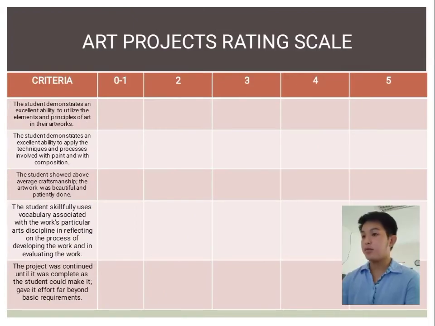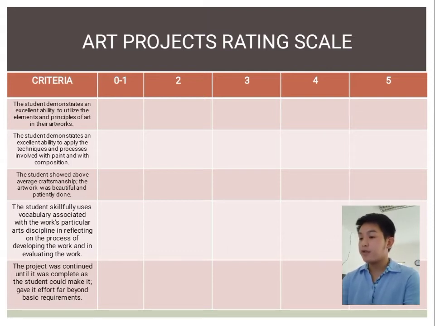Good morning everyone, I am Prince and today I will be showing you an art project rating scale. In this particular art project rating scale, the student's output will be rated 1 to 5, 1 as poor and 5 as excellent. Let's get into the first criteria. The students demonstrate an excellent ability to utilize the elements and principles of art in their artworks.